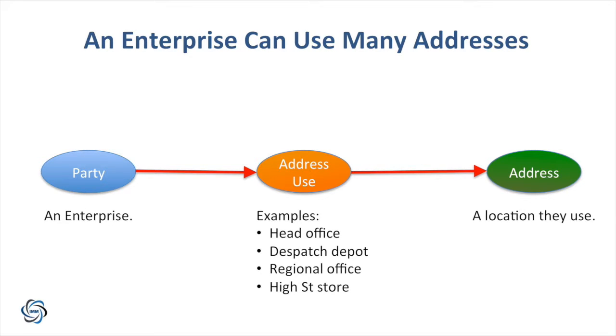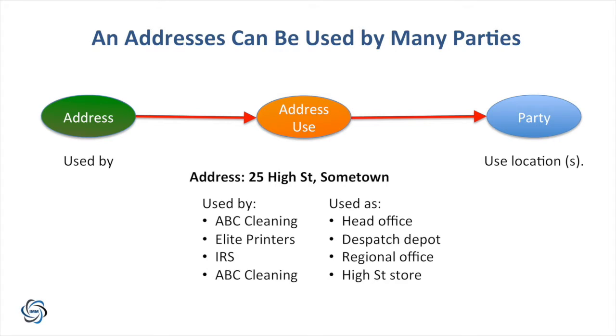And if we look at that diagram on your screen now, you'll see that an enterprise might use an address for a head office, or a dispatch depot, a regional office, a high street store, as I said. So real uses, and addresses existing in their own right. And this makes it very powerful, because a party can make many uses of an address. And then let's have a look on this one. We can see that an address can be used by many parties.